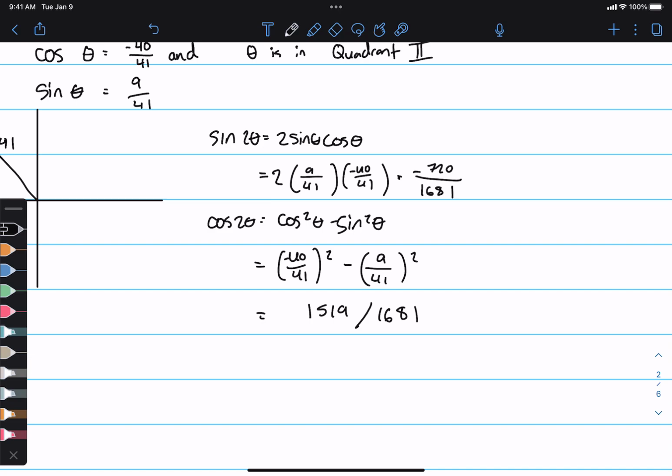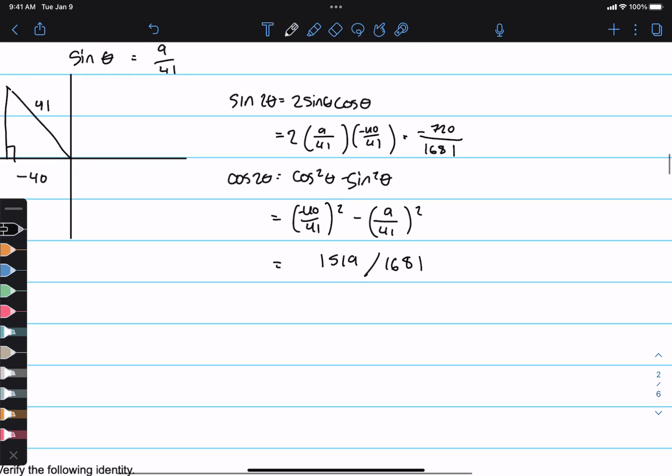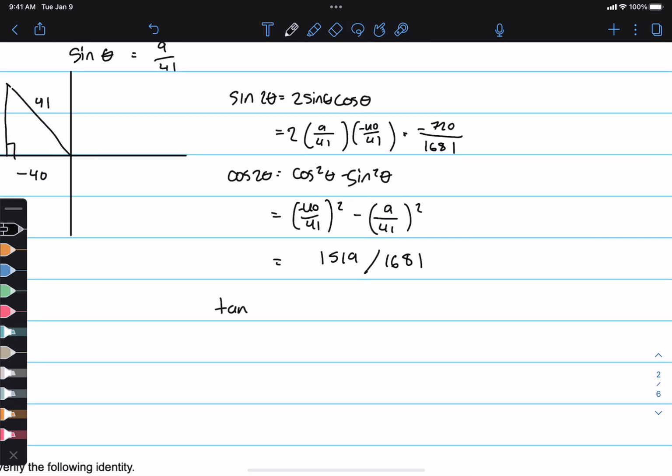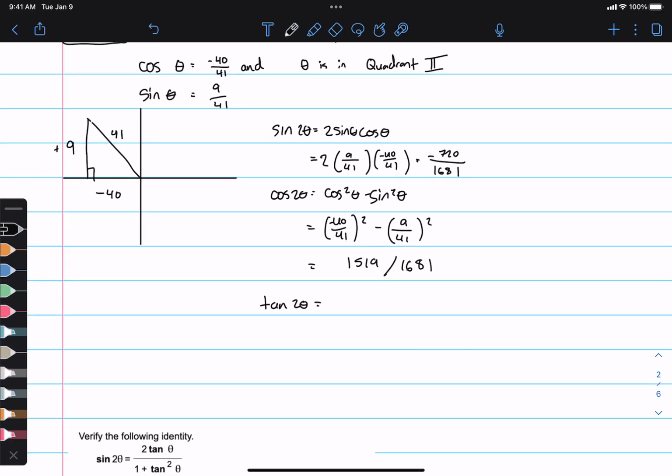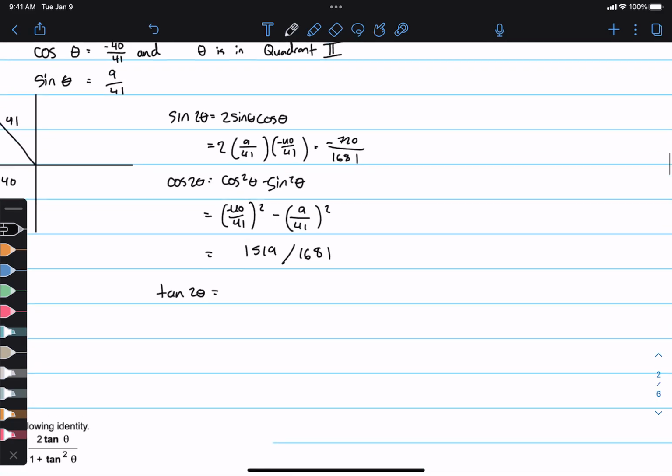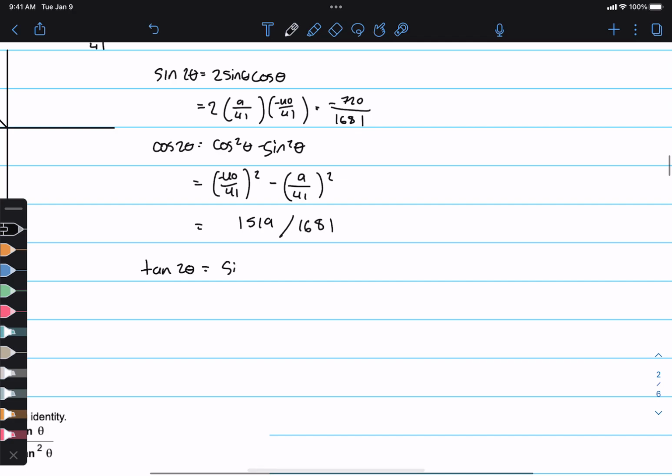And I'm just going to check that works. And yeah, that works. So now I'm going to finally find my tangent value. So my tangent of 2 theta, again, we can use the sneaky formula, but I don't like the sneaky formula. So I'm just going to do sine of 2 theta divided by cosine of 2 theta. And that's going to be, and I'll let you check this yourself, negative 720 divided by 1,519. Yay!